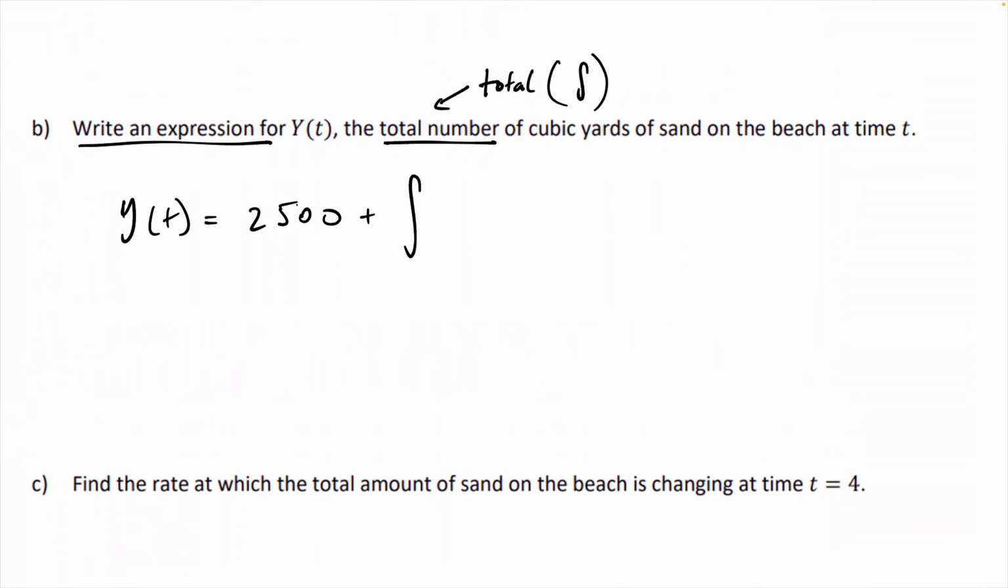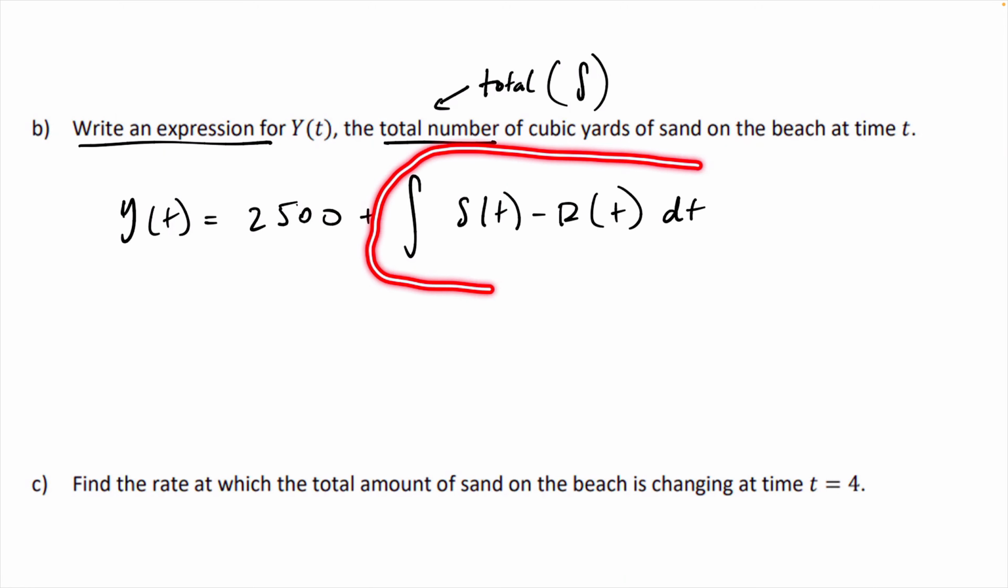However you interpret it will be a little different. So if we're going to say the integral of S of t minus R of t dt, and I get a negative number here, what does that tell me? More is being removed. More was removed than was added. If I get a positive, it's the reverse.